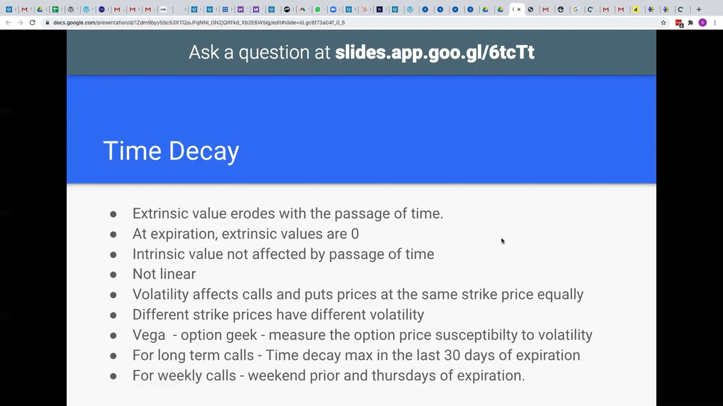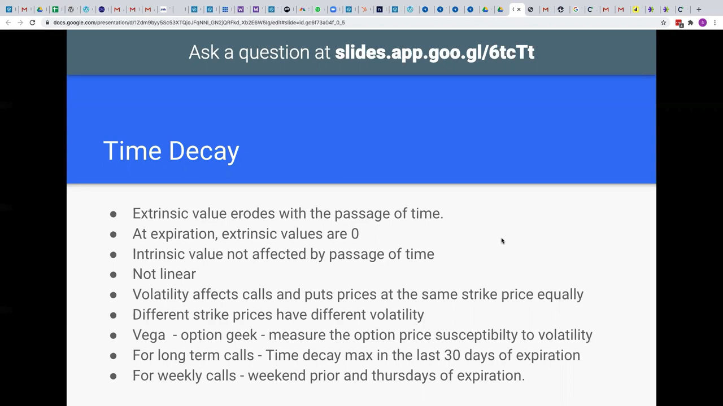The next one is time decay. Time decay, as I mentioned before, the extrinsic value erodes with the passage of time. At expiration, extrinsic value is 0. So intrinsic value will never be affected by the passage of time. Now, this extrinsic value decay is not linear. It's not that every day it will decrease little by little. No, that's not how it works.